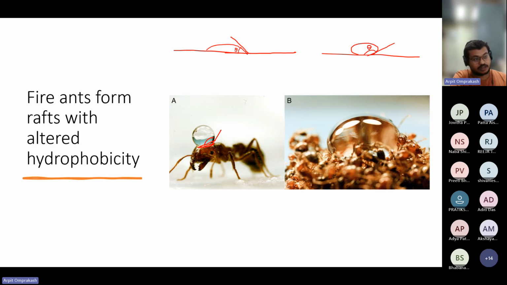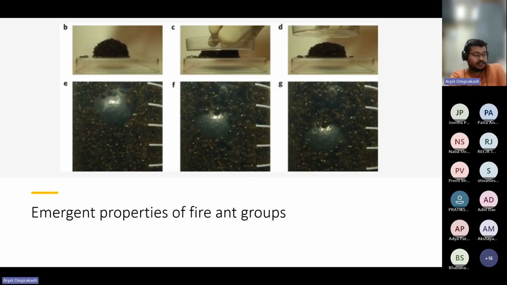So they figured out that the angle here, this theta 2, let's say, and this is theta 1, theta 2 is greater than theta 1. That means the raft is more hydrophobic than a single ant. So this is one of the emergent properties that comes about when ants aggregate to form rafts. Other emergent properties are elasticity.